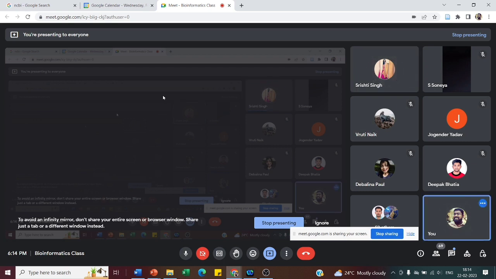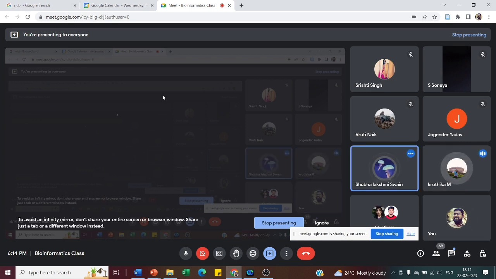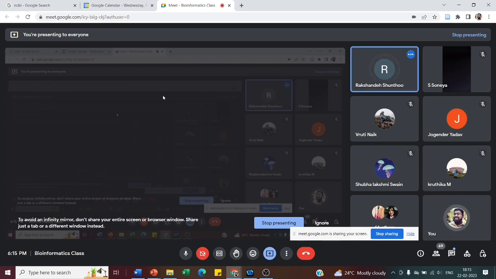The protein sequences, sequences of proteins. Good. Nucleotides, DNA sequences or RNA sequences. Good. Protein structure. Very good. So mainly structures of proteins, present in the protein database. Yes, protein database. I am coming to the protein database.